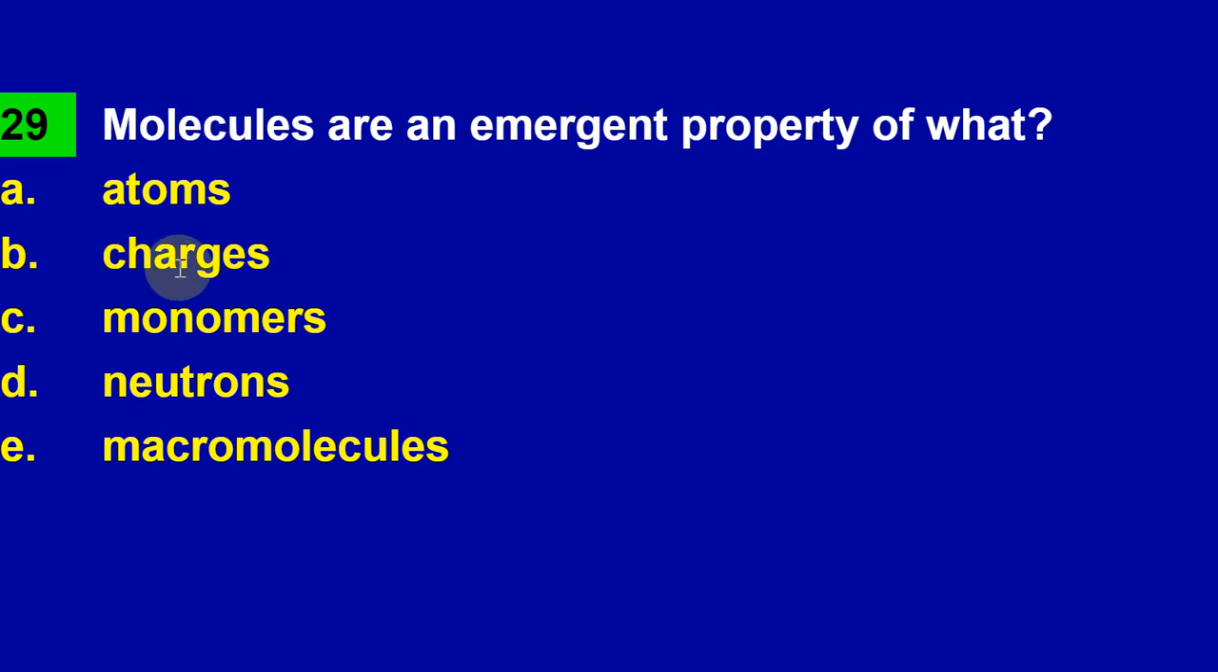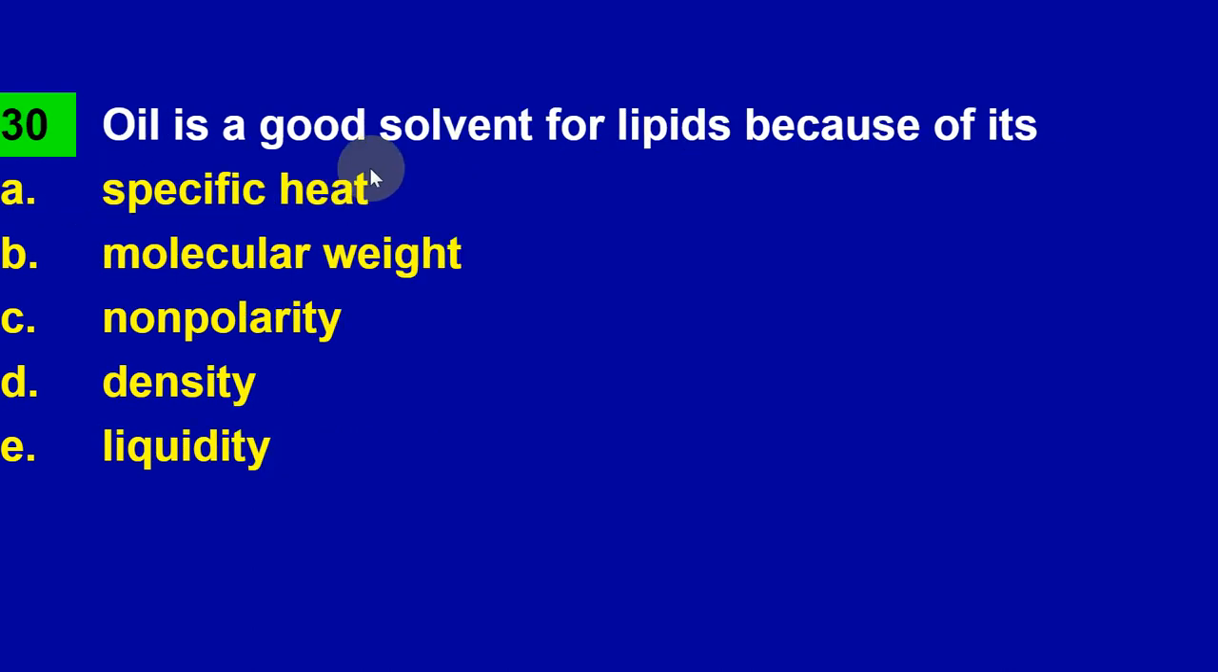Charges? No, charges don't give rise to molecules. Monomers? No, they don't give rise to molecules. Neutrons don't give rise to molecules. Macromolecules don't give rise to molecules unless you chop them up. It's atoms, right? Atoms are the emergent property of molecules. Oil, good solvent for lipids, remember? Boom. Next.